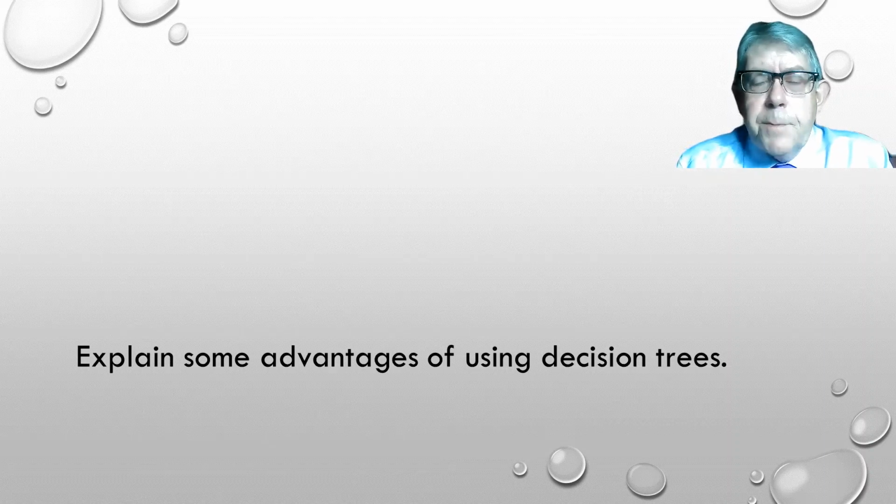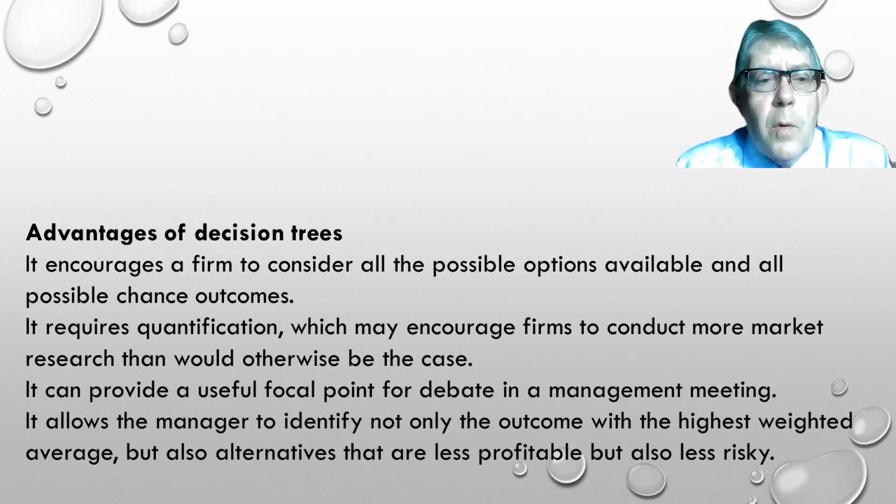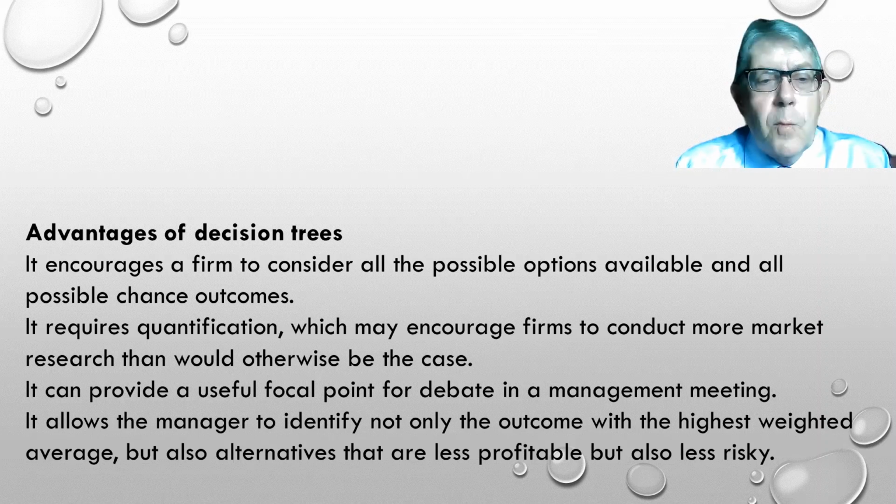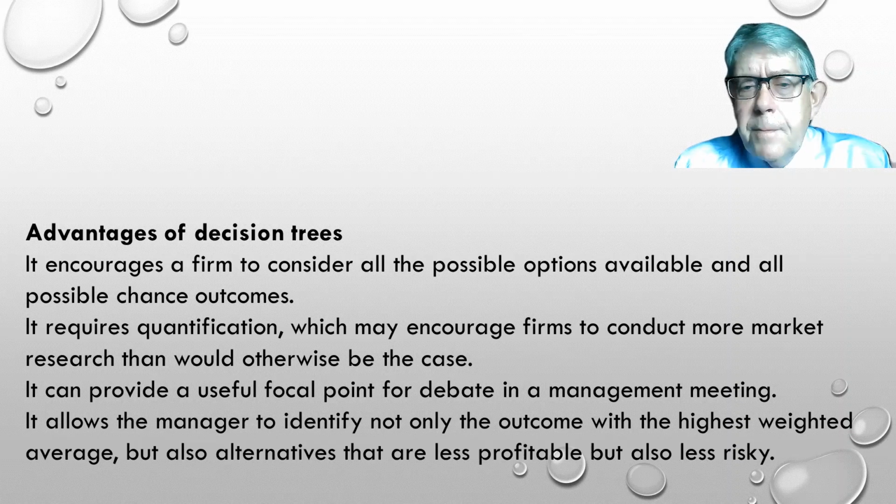So that's the maths behind the decision tree, but let's look at some positive advantages of using one. Well, it encourages a firm to consider all the possible options available and all the possible chance outcomes. It requires quantification, which may encourage firms to conduct more market research than would otherwise have been the case. It can provide a useful focal point for debate in a management meeting. It also allows the manager to identify not only the outcome with the highest weighted average, but also alternatives that are less profitable, but also less risky.